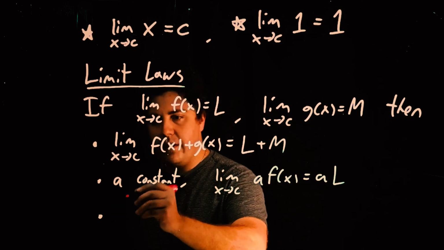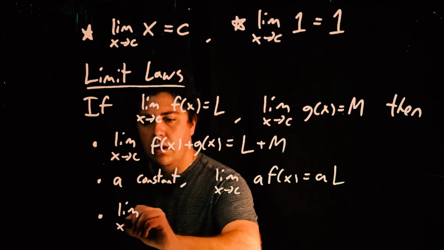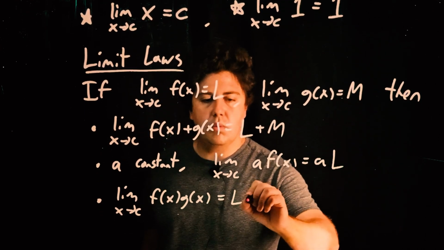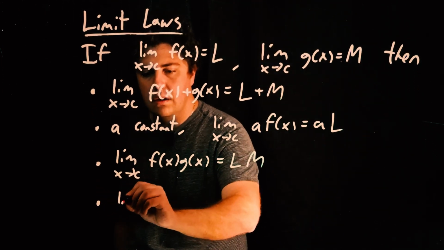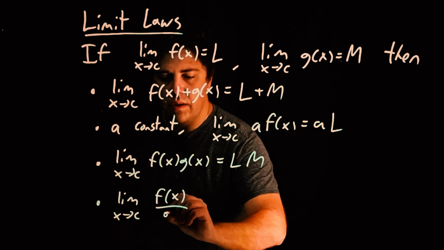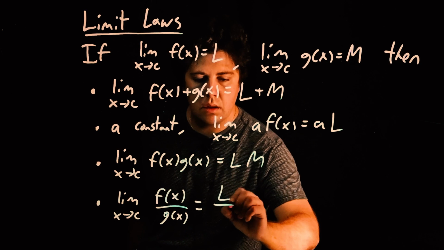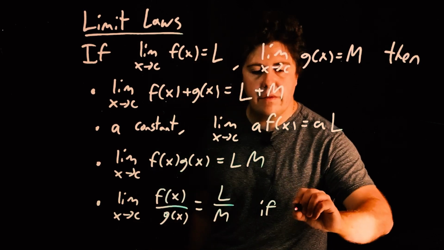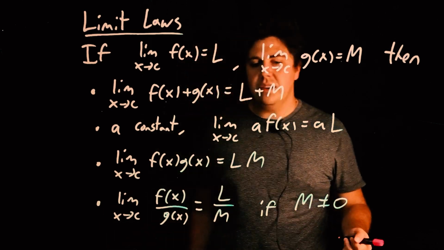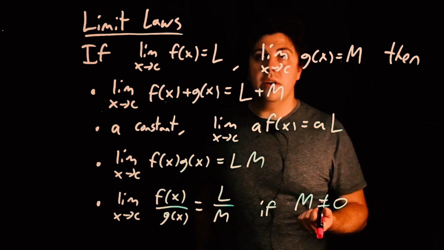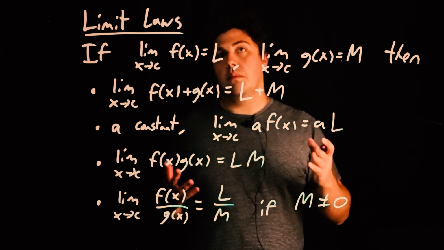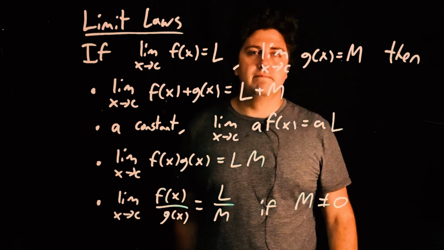Then we have two other quick facts. The limit as x goes to c of the product of these two functions is the product of the limits. And finally, the limit as x goes to c of the quotient of these two functions is going to be the quotient of the limits if m is not 0. Of course, we can't divide by 0; in that case, we'd have to have something different happen. So these are the limit laws, and now let's go through some examples where we use them to compute other limits that are more complicated than these two up here.